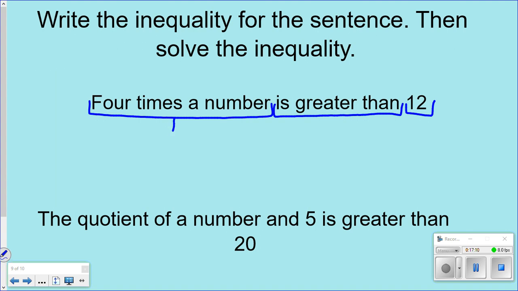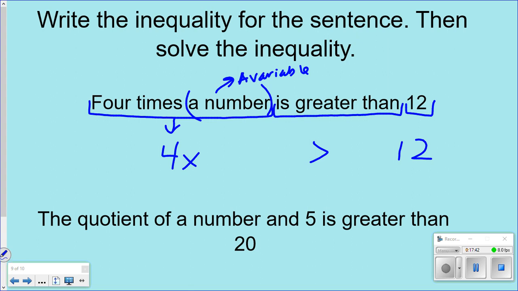Yep, so this, 4x greater than 12. That's what your inequality looks like. Okay, that's what your inequality looks like. Times the number. A number is always a variable. Anytime it says a number, that's always a variable.